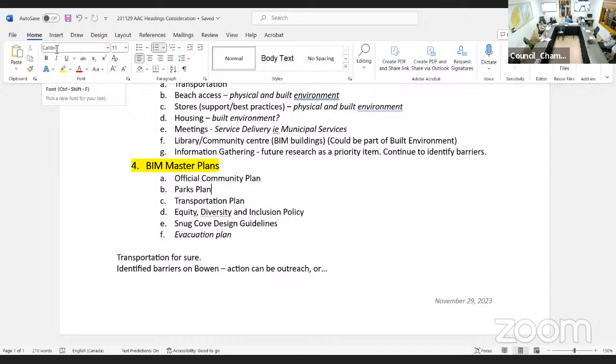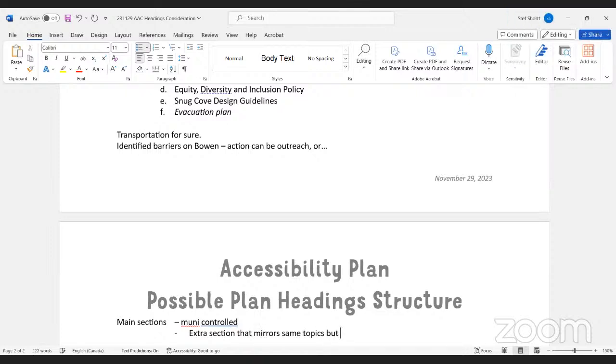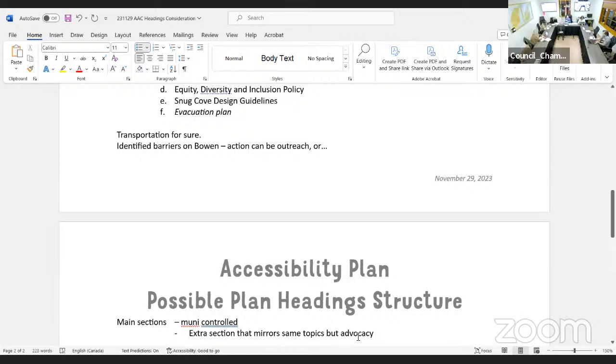I think that makes sense, and that's a good place to start. So let me see if I can say it. We could have our main sections about properties or activities that the municipality has direct control over, and that it's already doing planning and documents for. Then we can have an extra section that mirrors some of those same topics, but refers to advocacy for, what was the term you used, Alex? External agencies. Yeah, external agencies.